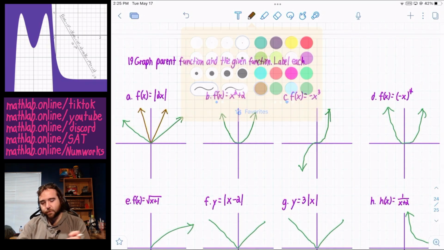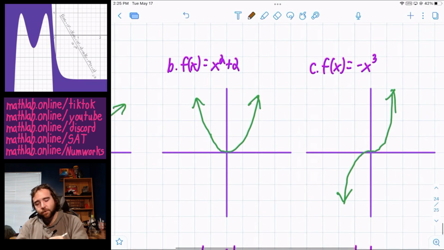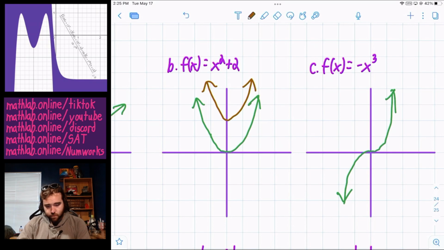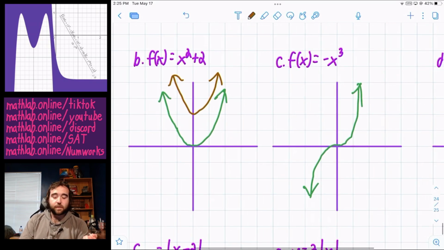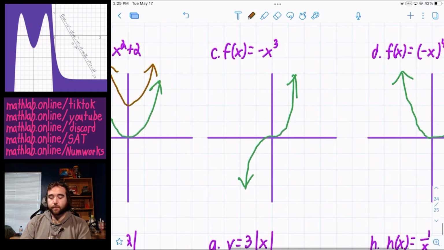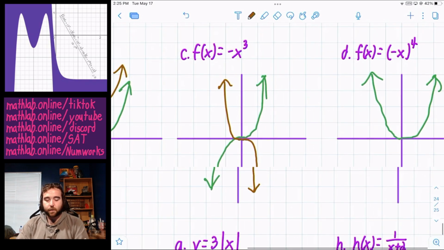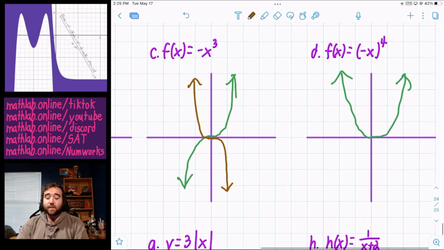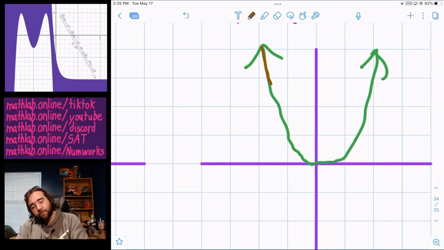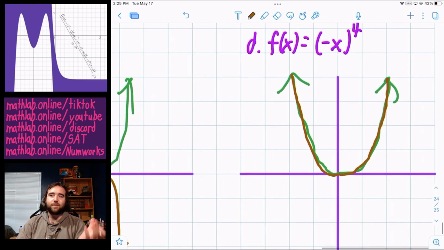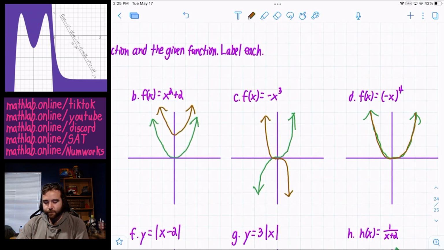Let's switch to brown. Let's do the transformations. So if we add 2, we're just moving the entire graph up 2. Add 2 on the outside, that makes it up and down. Negative, so we're just going to flip the entire thing upside down. It's a negative on the outside. We're flipping the whole thing upside down. This is a negative on the inside, so we're flipping the whole thing sideways. But see how if we flip this whole thing sideways, it actually doesn't do anything. It just lands back in on itself.